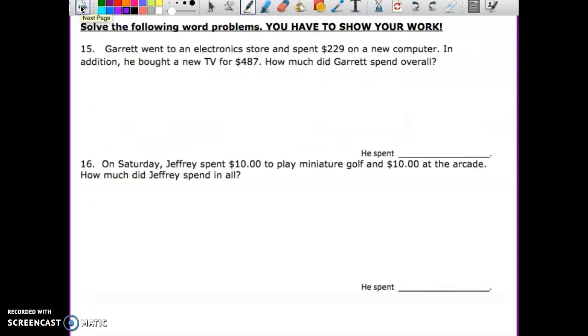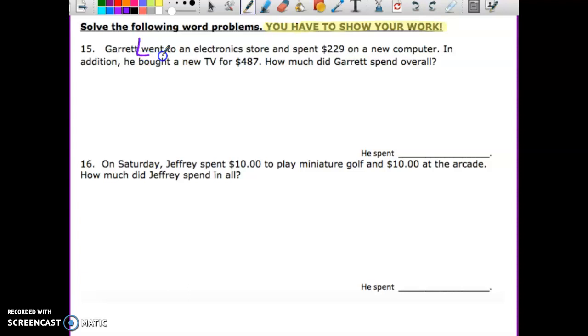The word problems is probably where they got tripped up the most. And I made them remember that you have to show your work. I'm not a mind reader. I need to see how did you get to your answer. And we have talked about breaking down our word problems so we can identify what we're trying to do.